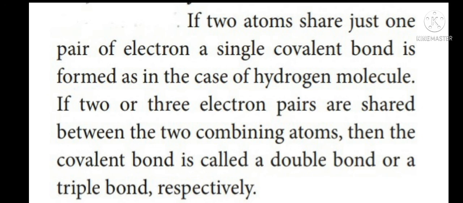Hence, if two atoms share just one pair of electrons, a single covalent bond is formed. Example, hydrogen molecule. If two electron pairs are shared between the two combining atoms, then the covalent bond is called a double bond. The example is oxygen molecule. If three electron pairs are shared between the two combining atoms, then the covalent bond is called a triple bond. The example is nitrogen molecule.